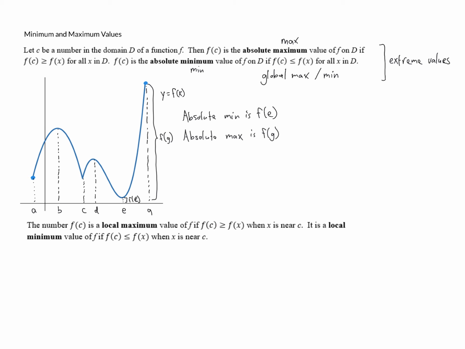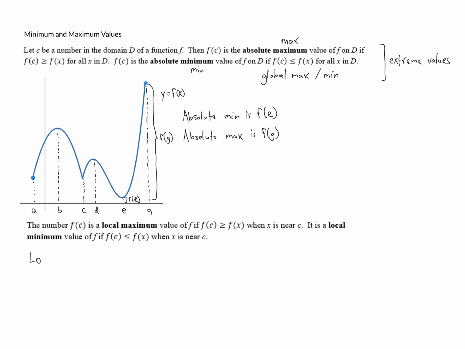But basically it says if we zoom in and we just look at a small area, then if the point is the highest point in that small area, if the function value is greater than or equal to all of the other function values nearby, that is a local maximum. And then similarly, we have a local minimum value if the function value is less than or equal to the other function values nearby. So if we want to look at some of the interesting points here where we have local maximum and local minimum values, we already talked about what happens at b. That is going to be a local maximum.